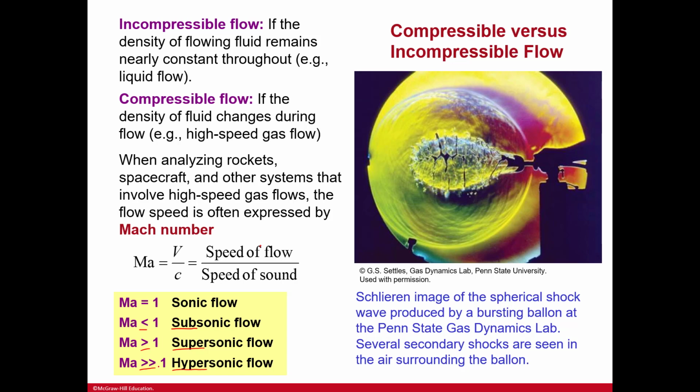And so here we have an image of a spherical shock wave produced by a bursting balloon at Penn State, and several secondary shocks are seen in the areas surrounding the balloon. So you see here, you see the balloon and you see a shock, right? But you also see additional shocks, right? And this is the bursting. But you see many, many shocks. Okay.